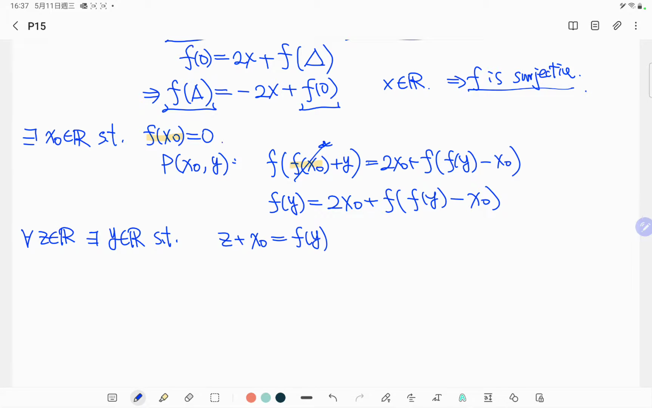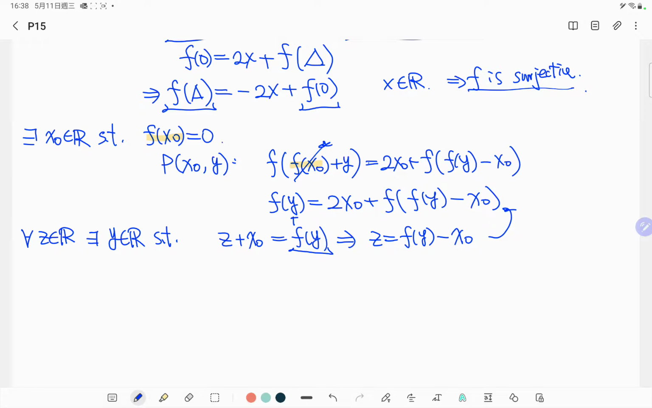Originally, when we use the surjective condition, usually we might not have this term: for arbitrary z in real number, there exists another number also in the domain such that f of y equals z. But after adding x sub 0 on the left side, this one is still in the range, so we can also find a number y such that f of y equals z plus x sub 0. And then quickly we can see why we need this x sub 0 here. We can move x sub 0 over, so we have z equals f of y minus x sub 0.